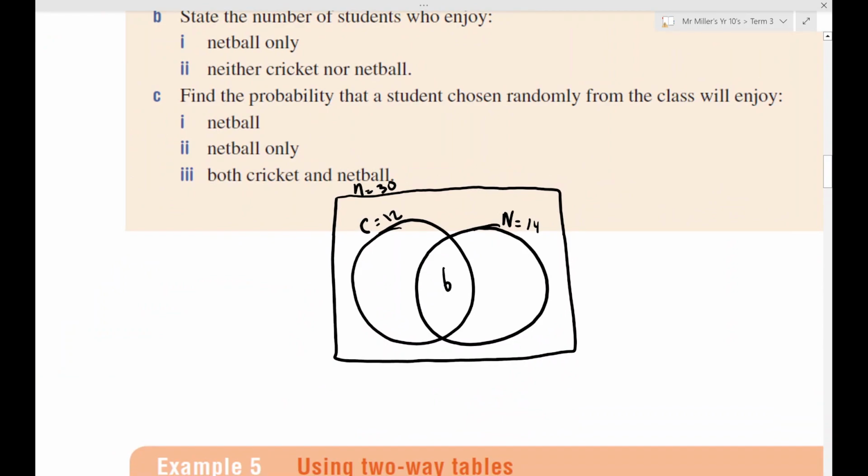Well, that accounts for half the people that like cricket, right? There's 12 people that like cricket. 6 of them like cricket and netball. 6 of them exist in this intersect. That means 6 more will only like cricket, right? 6 people like cricket and not netball. 6 people like cricket and netball. All right, now people that like netball but not cricket, that's going to be 14 take 6. It's going to be 8 people here that like netball but not cricket.